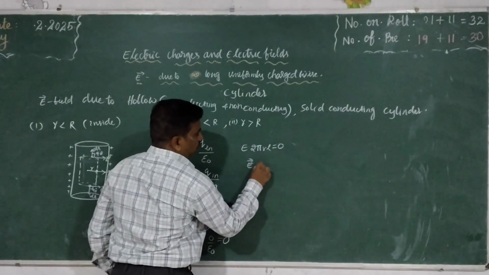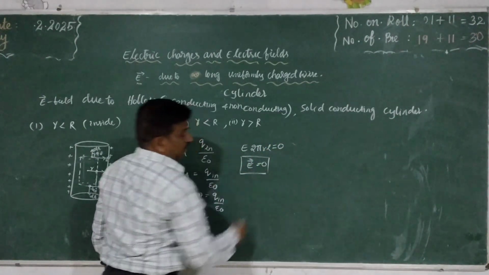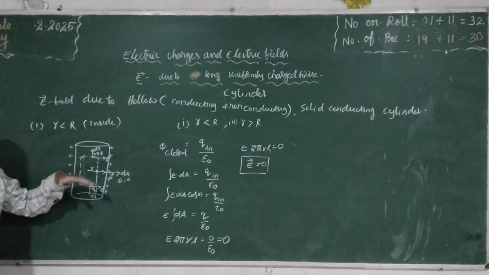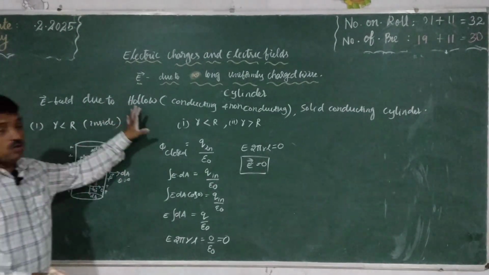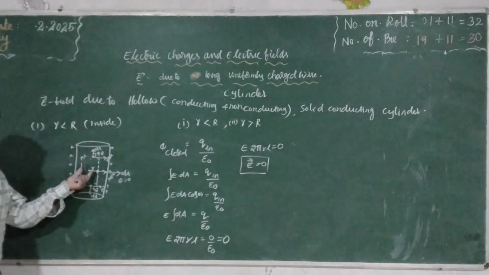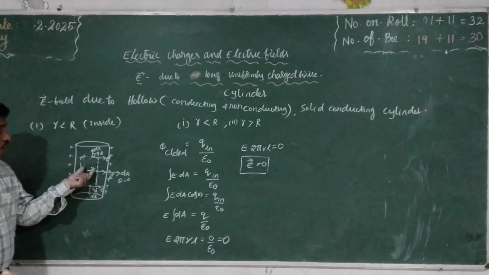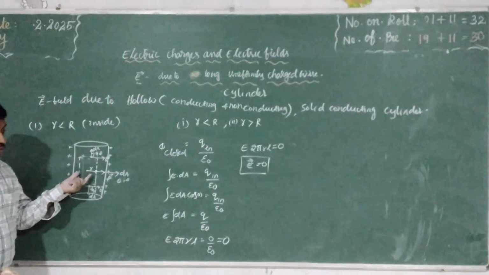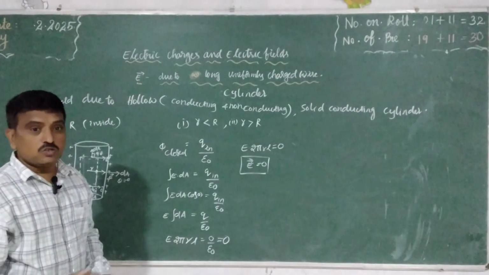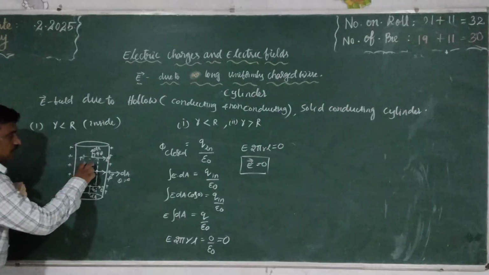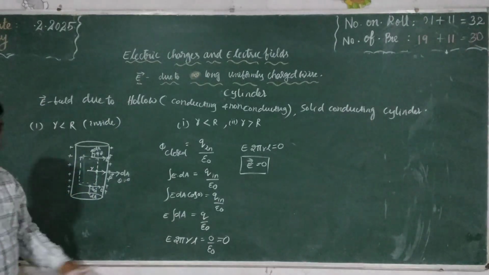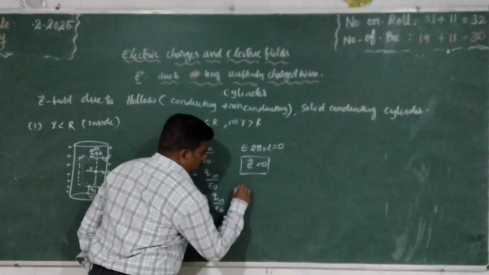Electric field equals what? 0. So the electric field due to a solid conducting sphere or hollow conducting or non-conducting sphere inside, at a distance from the center, is 0. The electric field is 0. So next, what is the second case now?